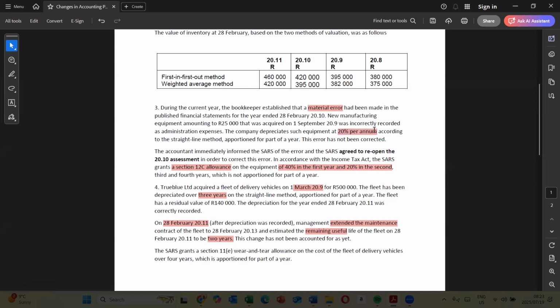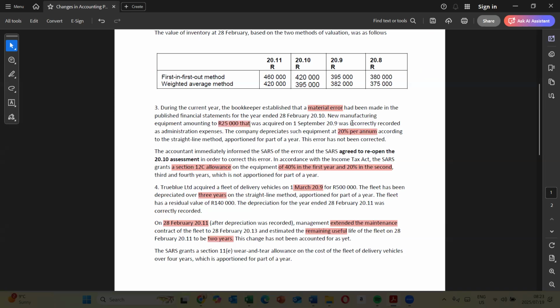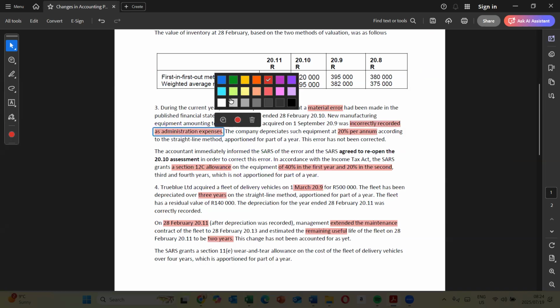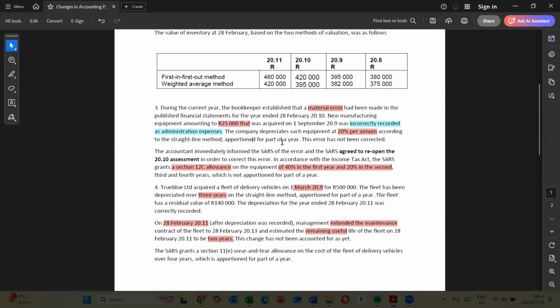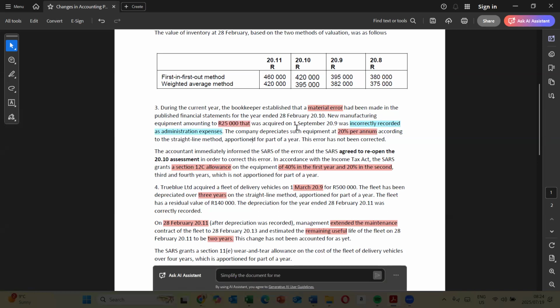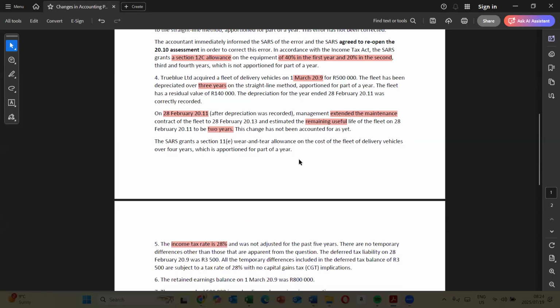But let's look at what happened. You see, new manufacturing equipment of 25,000 that was acquired on 1st of March 2009 was incorrectly recorded. Do you see? They incorrectly recorded it as administrative expenses. That's where our error is. So equipment was accounted for as administrative expenses. Now, let's look at it and see when this error is happening. The error happened during the 2010 financial year. That's where the error took place. So, 2010 financial year, and now we're presenting the information in which year?